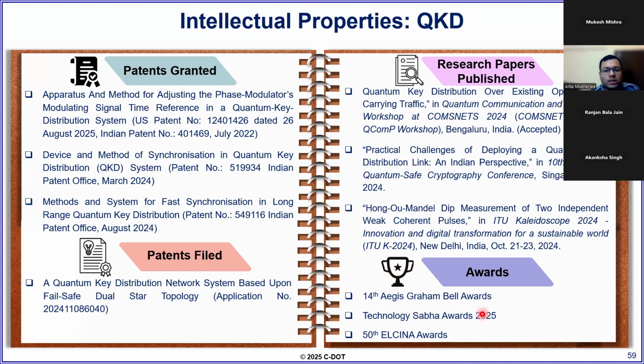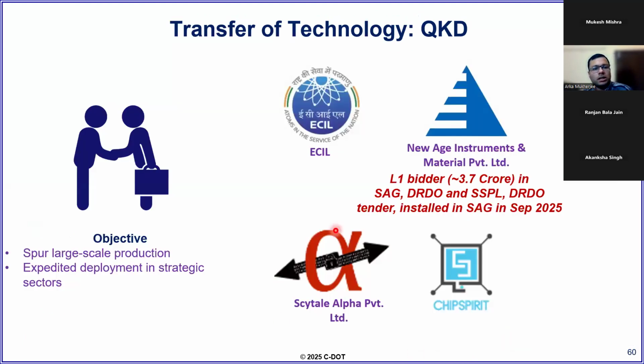And our QKD systems have also secured multiple awards, like the Aegis Graham Bell Award and Technology Software Awards. So these are our technology partners. They are actually the bulk manufacturers for our systems. We have four manufacturers in India: ECIL, New Age, Skytel, and Chip Spirit. These two are startups, this is a PSU, and this is a private company.